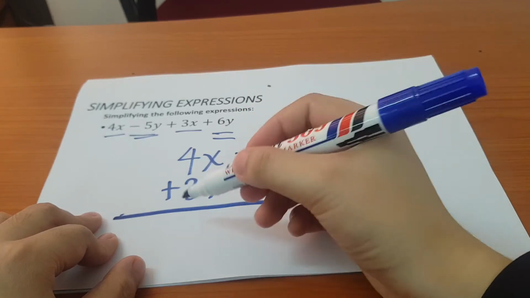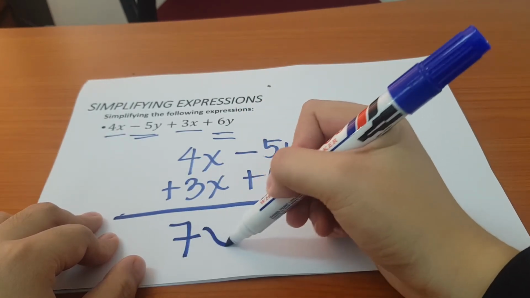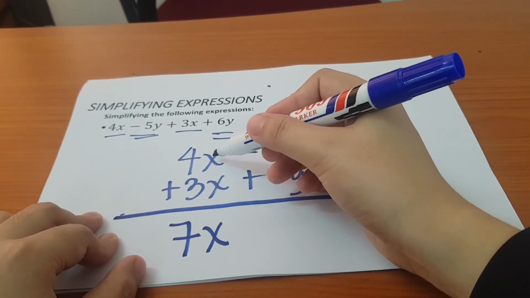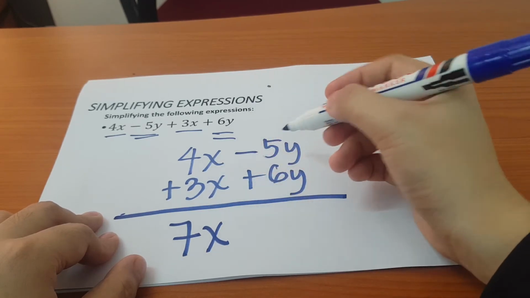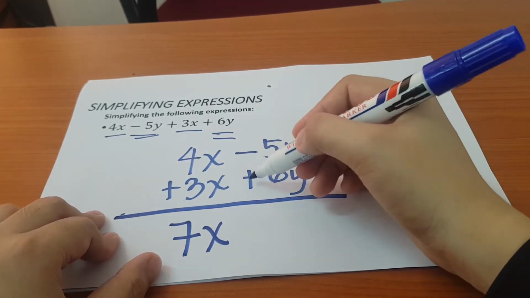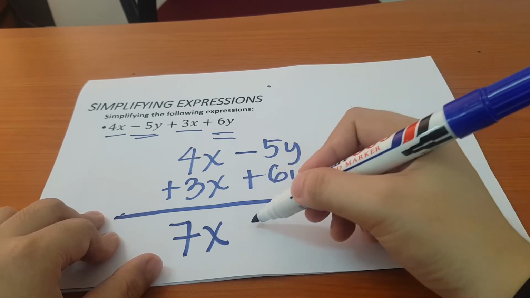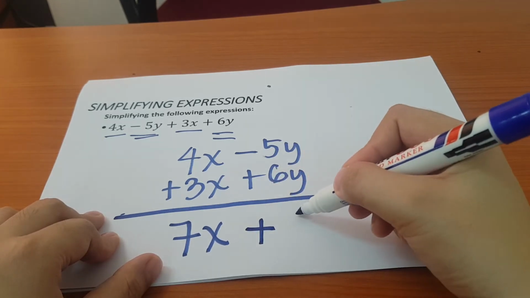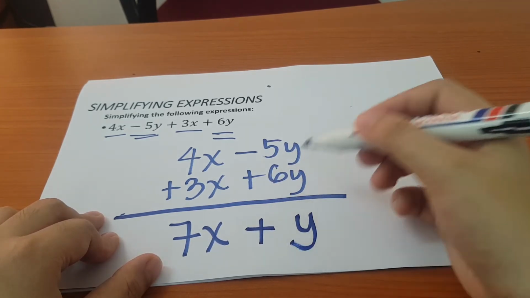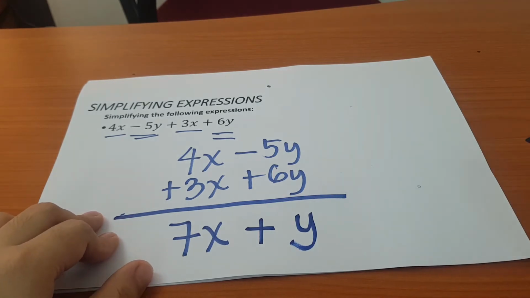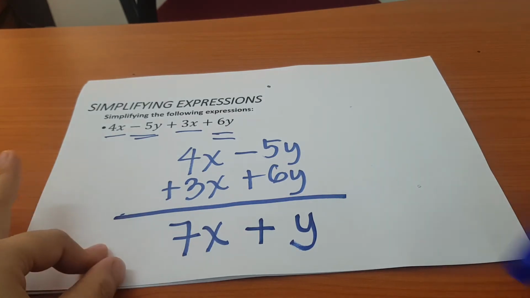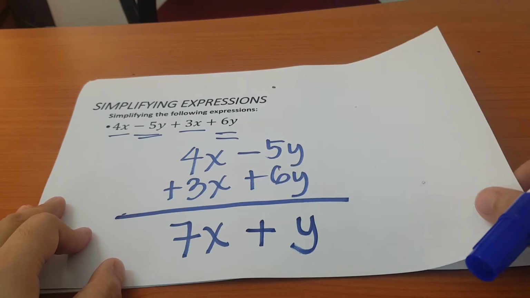4 plus 3 is 7. X, both are x. You are just copying because they are like terms. Here, opposite signs, so minus 5y plus 6y will be 1y. In math, we don't need to write the 1 here. So that's it. We are done for question number 1.